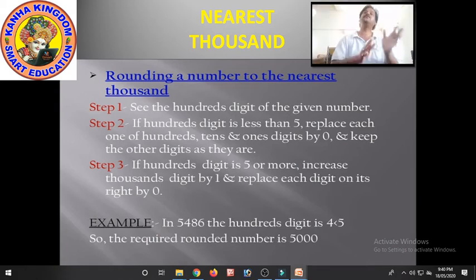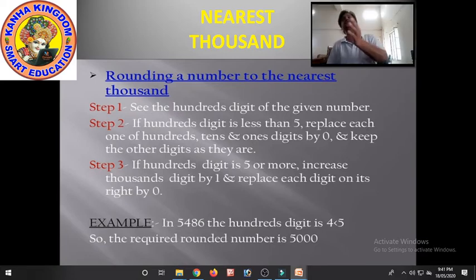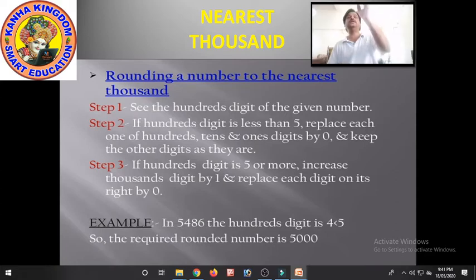Means if the 100s digit is less than 5, maybe it may be 0, so don't panic. If the 100s digit is less than 5, then you have to convert the 100s place value, 10s place value and 1s place value to 0, and the rest of the numbers stay the same as they are.